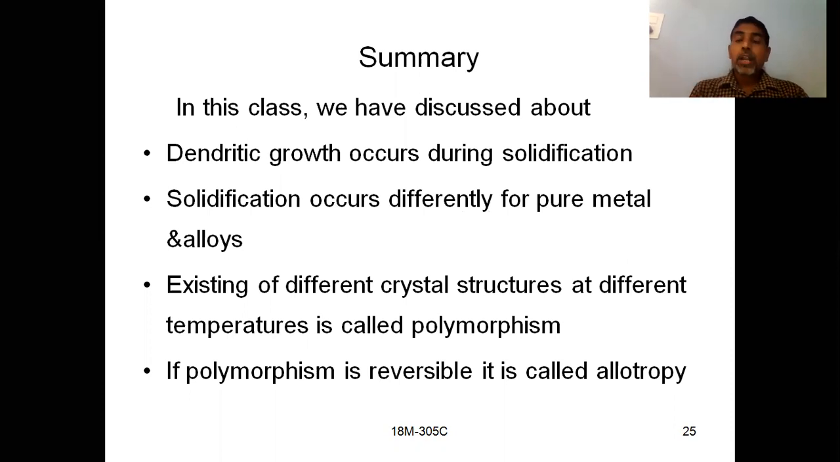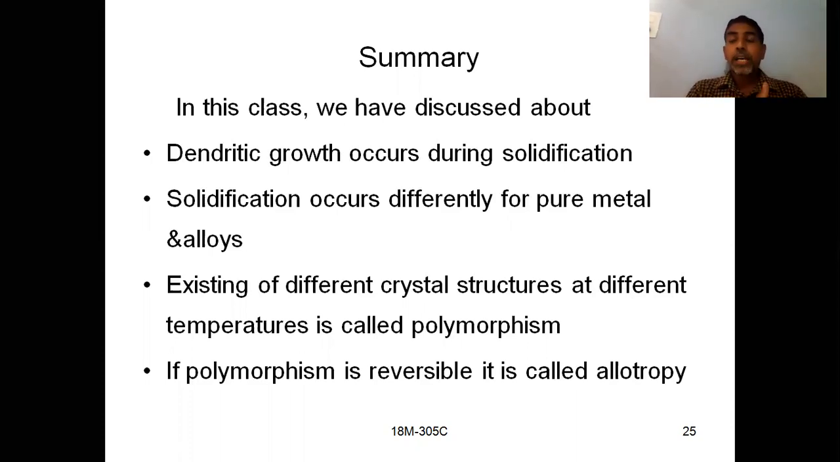In the alloys, it depends on the composition and the proportions of the components, so you are having a range of temperature. The range of temperature depends on the proportions of the components in the alloy. And the existence of different crystal structures at different temperatures is known as polymorphism. If a material has more than one crystal structure, that physical phenomenon is known as polymorphism. That means if you take one temperature, it will have one crystal structure.